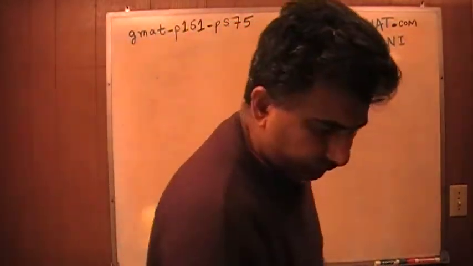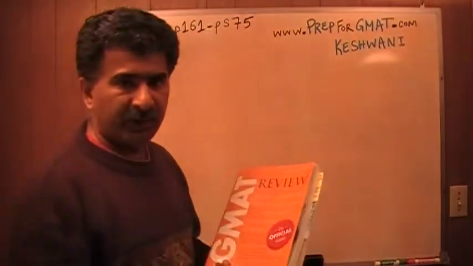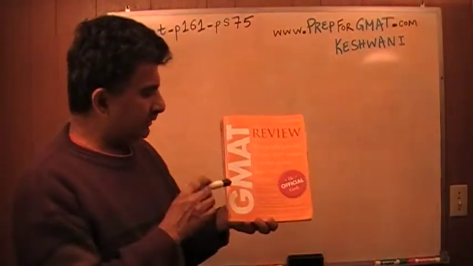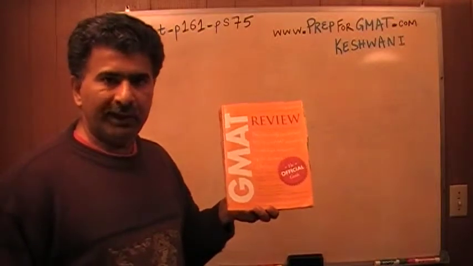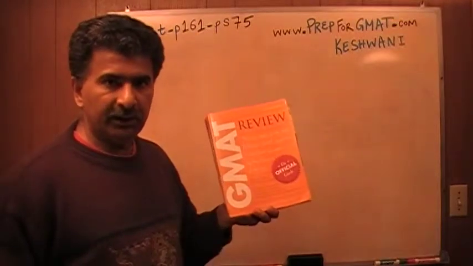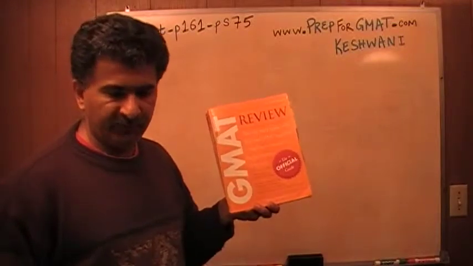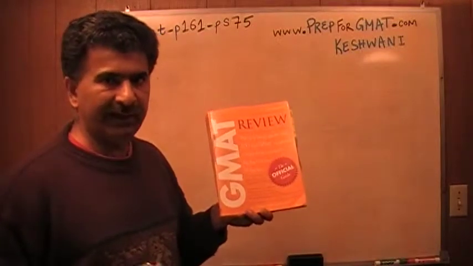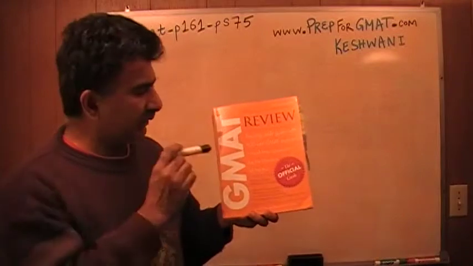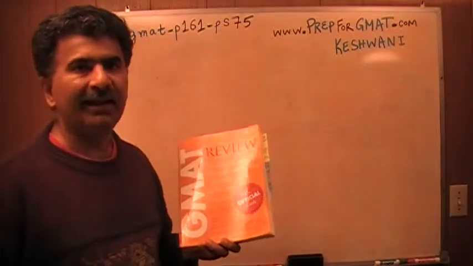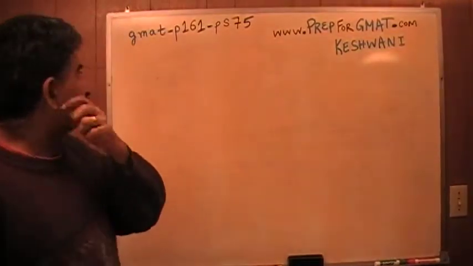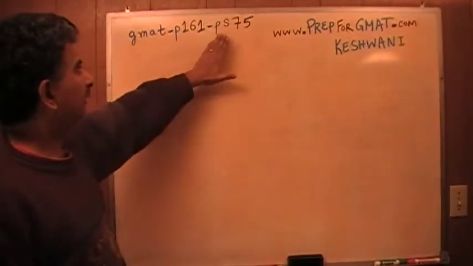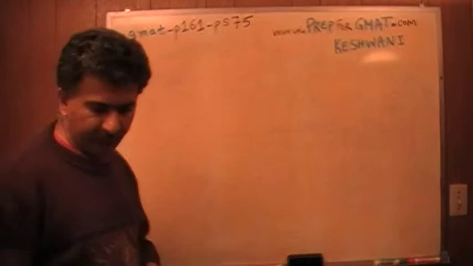I have been solving math problems for GMAT out of this book, the GMAT Review, the Official Guide, 11th edition. If you don't have this book, buy it immediately if you're preparing for the GMAT. As I've said many times before, there is no such thing as preparation for GMAT without this book. You will find it at mba.com. The problem that I'm about to solve appears on page number 161, problem solving number 75.